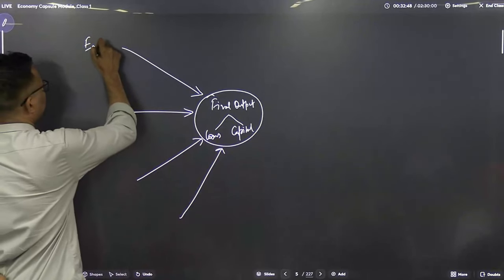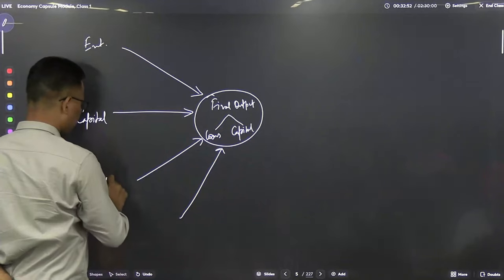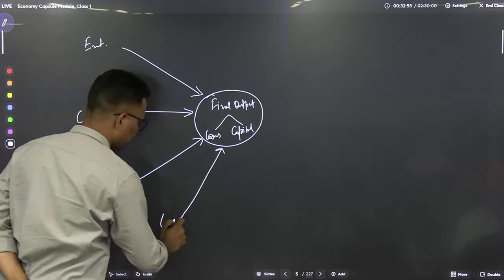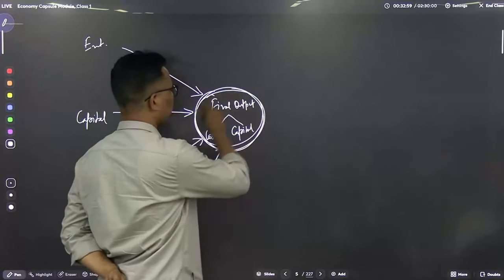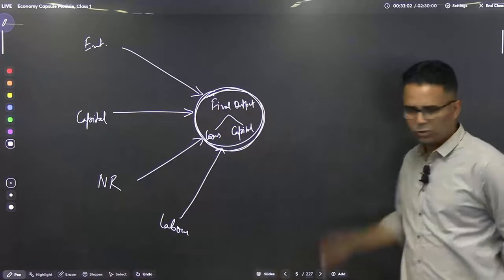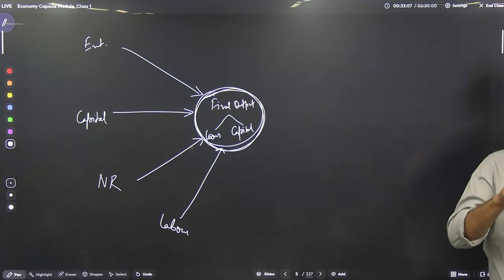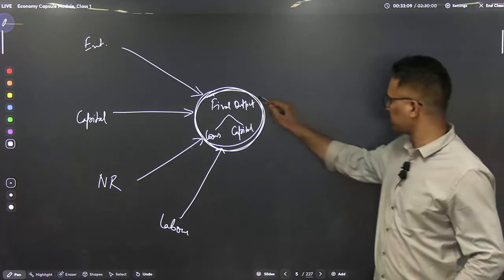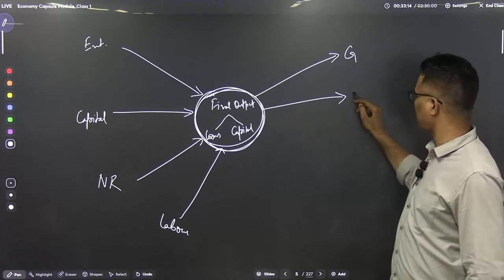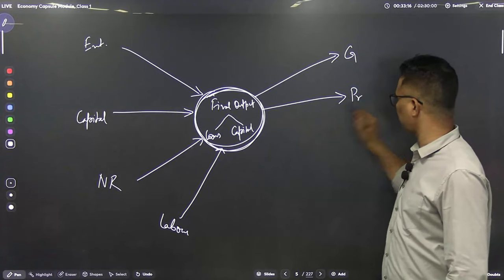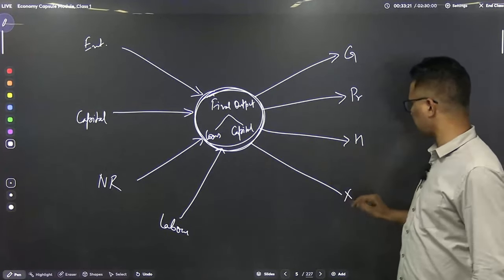entrepreneur, capital, natural resources, and labor. And once this final output is produced, then this output is purchased by four sectors of the economy that you read: government, private, household, external, X.